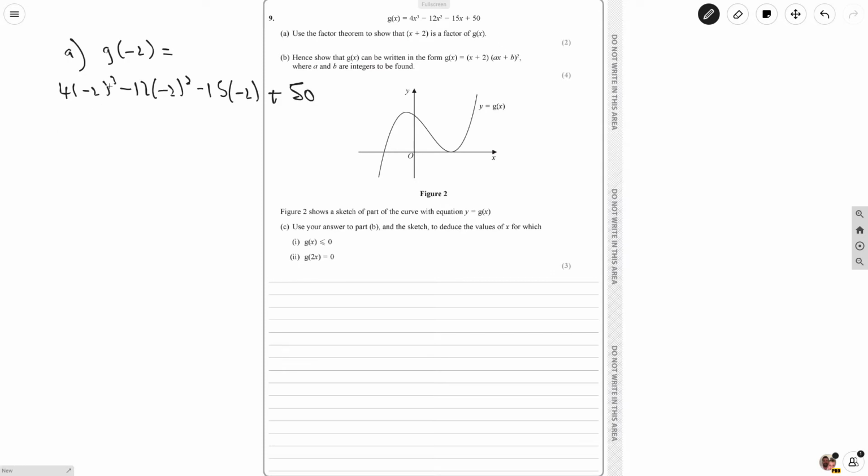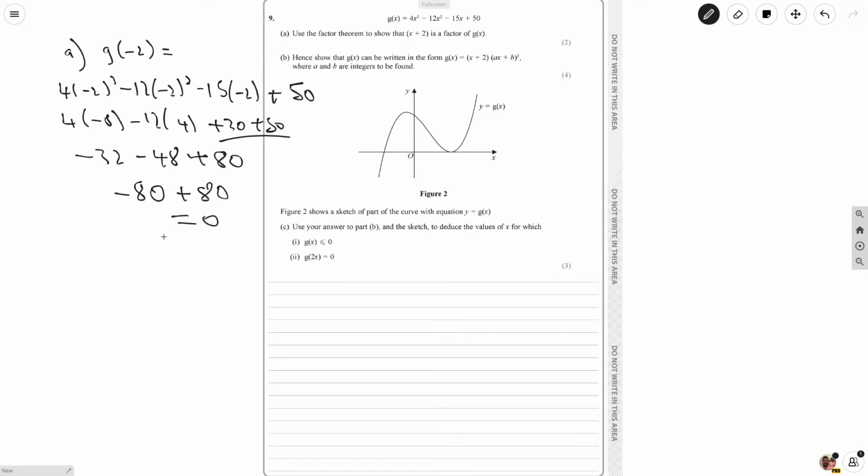I'm just going to do this quickly, keep my brain sharp and do stuff without a calculator. So minus 2 cubed is going to be minus 8. Minus 2 squared is 4. And then this is going to be plus 30, and this is going to be plus 50. So I'm going to get minus 32, minus 48, 30 and 50 are 80. And you can see that minus 32 minus 48 is minus 80, and then obviously plus 80. This equals 0, and therefore x plus 2 is a factor.